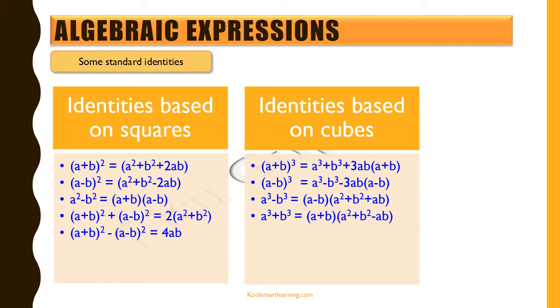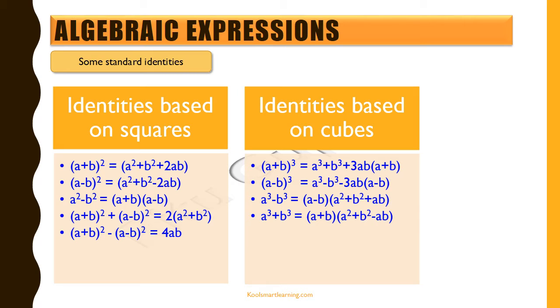Now some of the identities which are based on cubes. A plus b whole cube is equal to a cube plus b cube plus 3ab into a plus b. Again, it's simple to see how we get these results. If you multiply a plus b into a plus b into a plus b, first you could do a plus b into a plus b and get the product, and then multiply it with another a plus b, and you'll get this identity to be true.